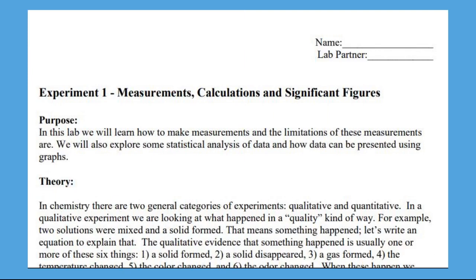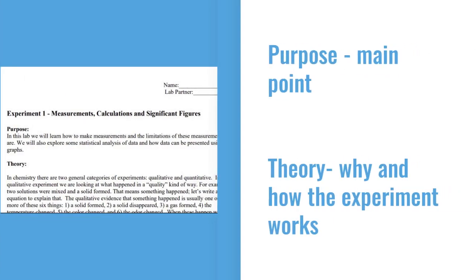When you turn to an experiment in the lab manual, you'll see the title, then the purpose, then the theory. The purpose section tells you what the main point of the lab is. The theory section, which is sometimes long, tells you the concepts behind the lab and how it relates to what we've been talking about in lecture. Depending on the experiment, the theory section will have the chemical equations for the reactions we'll see, or the mathematical equations for calculations we'll be doing. The theory section is really about why and how the experiment works.